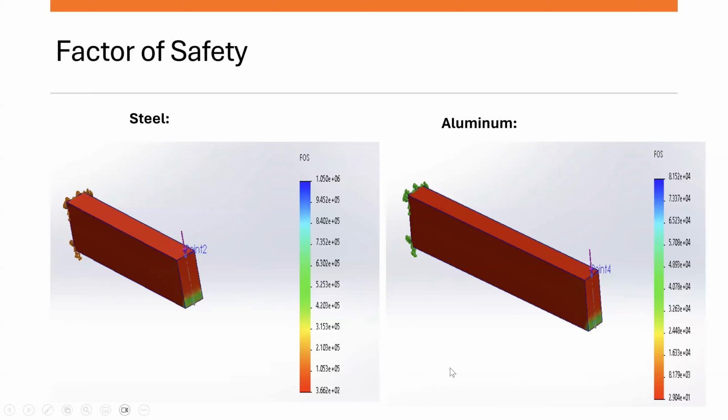Considering the factor of safety, the factor of safety for steel is higher than the factor of safety for aluminum.